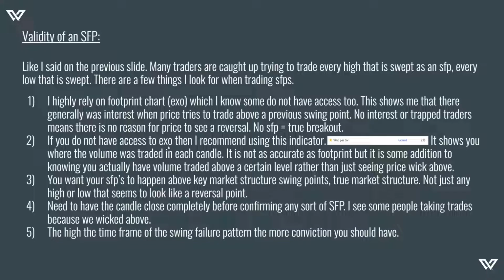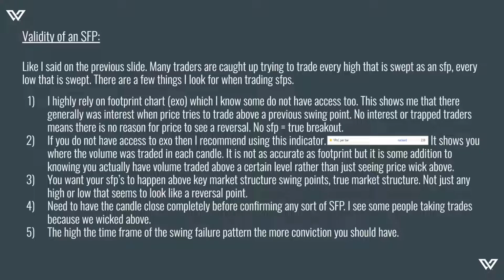If you do not have access to XO, then I highly recommend using this indicator here on TradingView. It shows you where volume was traded in each candle. It's obviously not as accurate as XO because it's not showing you the exact buy and sell orders, but it's showing you volume traded in a specific candle. So if you're seeing price trade up above a certain area and this volume indicator is showing that you have the point of control in a wick above the area that it's trying to trade, then most likely the most volume is traded there. You have probably people trying to play the breakout and also sell orders coming in.